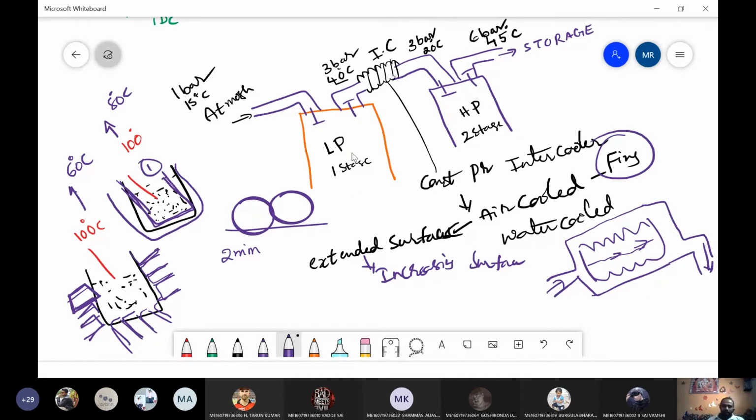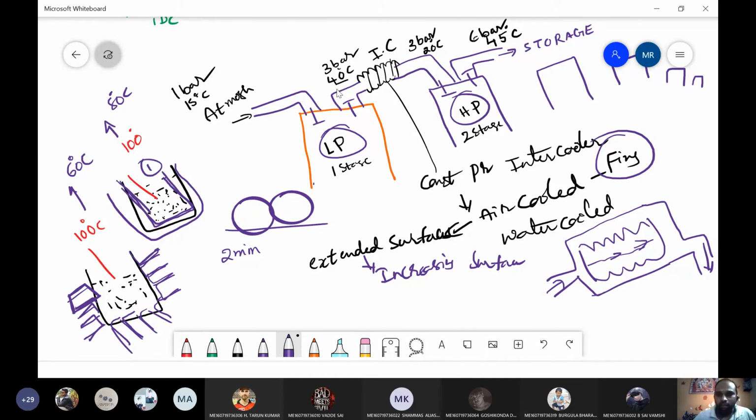Again, if you observe here, one more thing: if the number of stages is increased, the size of the cylinders is in decreasing order. If you see low pressure and high pressure, let us say a third cylinder is there, it will be like this. If a fourth cylinder is there, fifth cylinder, sixth cylinder, like that. Means if the number of stages is increased, the size of the cylinder is in decreasing order.